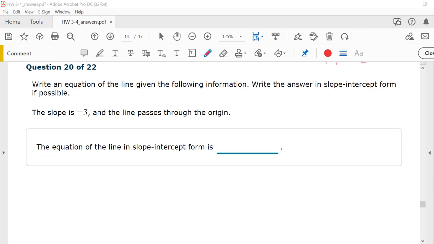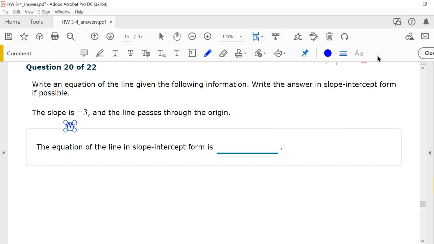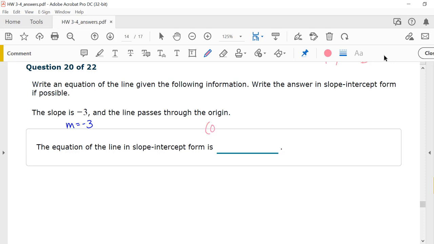Number 20, write an equation of the line given the following information. They tell you that the slope is negative 3, and the line passes through the origin, so it goes through 0, 0. That's my x and y. If I'm going to do it the same way as number 19, I'm going to start with y equals mx plus b.